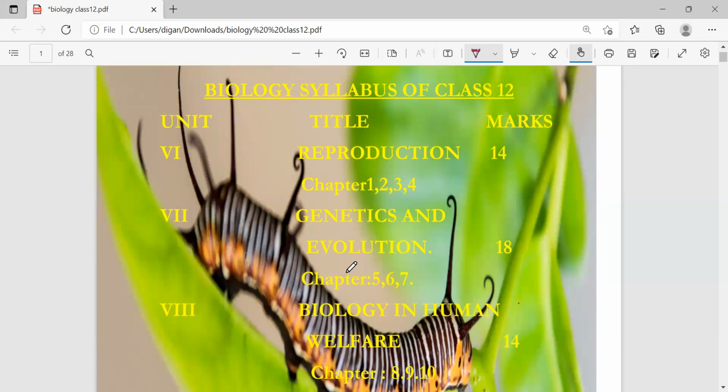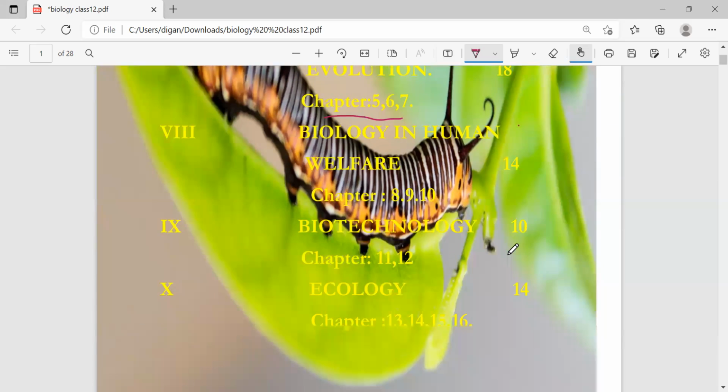The next unit is genetics and evolution, and under this unit there come 3 chapters, 5, 6, 7, and it will carry a total of 18 marks. Next, biology in human welfare, and chapters 8, 9, 10 come under this unit and it will carry a total of 14 marks.